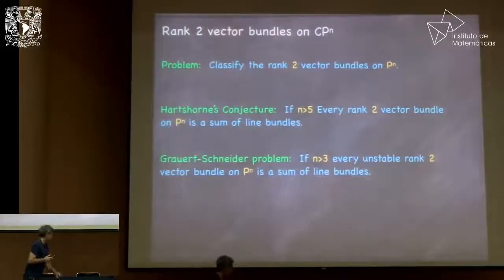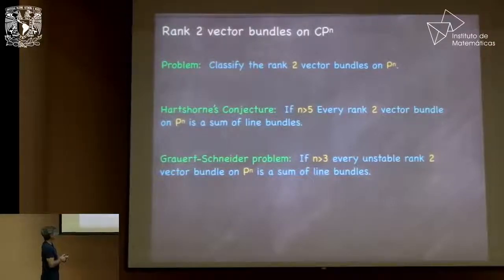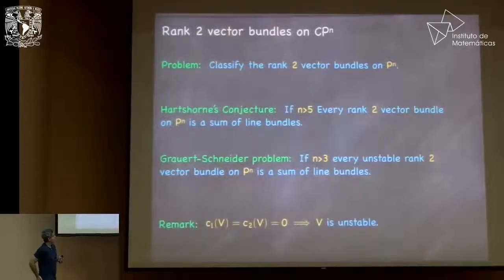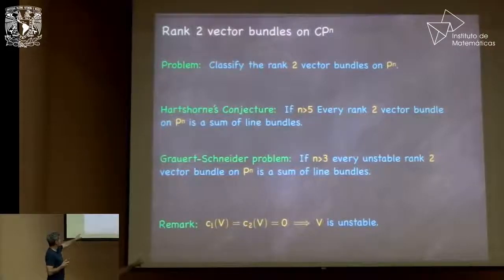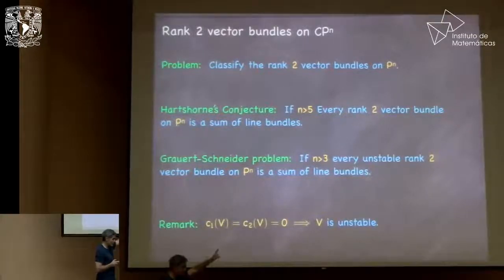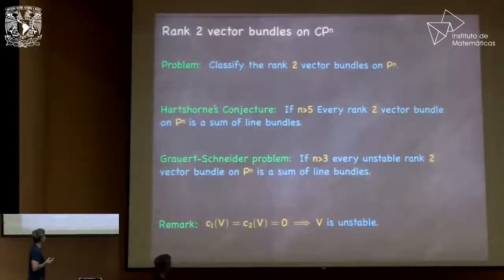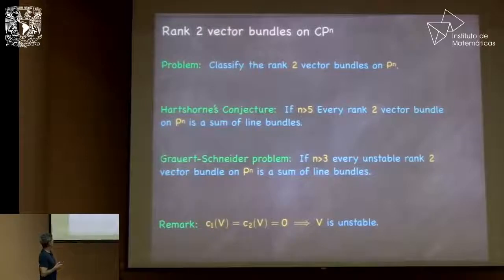And so as I say, this problem has a long history. There was something I'll call the Grauert-Schneider problem. It was a theorem for a little while, and then an error was found in the proof. But the assertion was that if n is greater than 3, every unstable rank 2 vector bundle is a sum of line bundles. Unstable is in the sense of Mumford, but if the Chern classes are zero, then the bundle's unstable. So in particular, Hartshorne's conjecture implies that if you construct a rank 2 vector bundle on P^n for n greater than 5, with no Chern classes, it better be trivial. So the Grauert-Schneider problem is a special case of Hartshorne's conjecture.